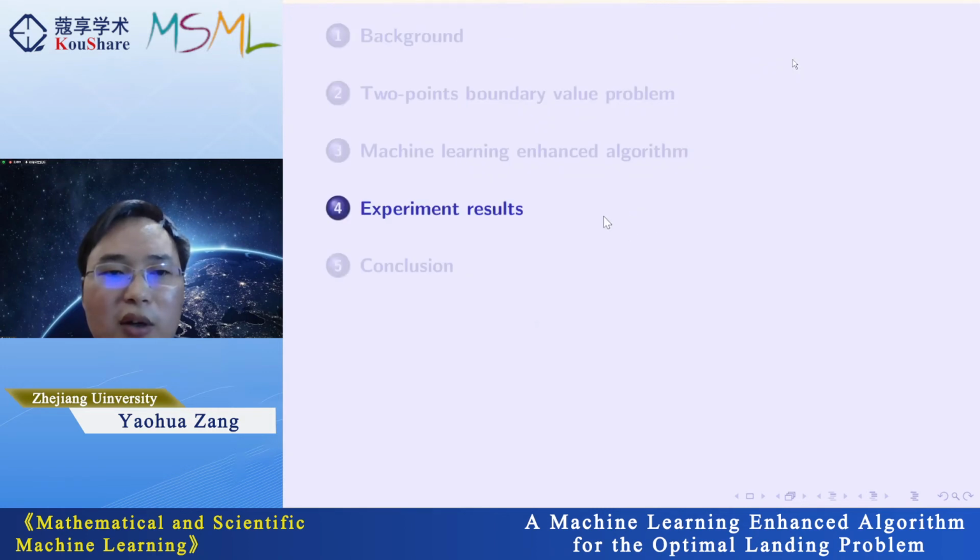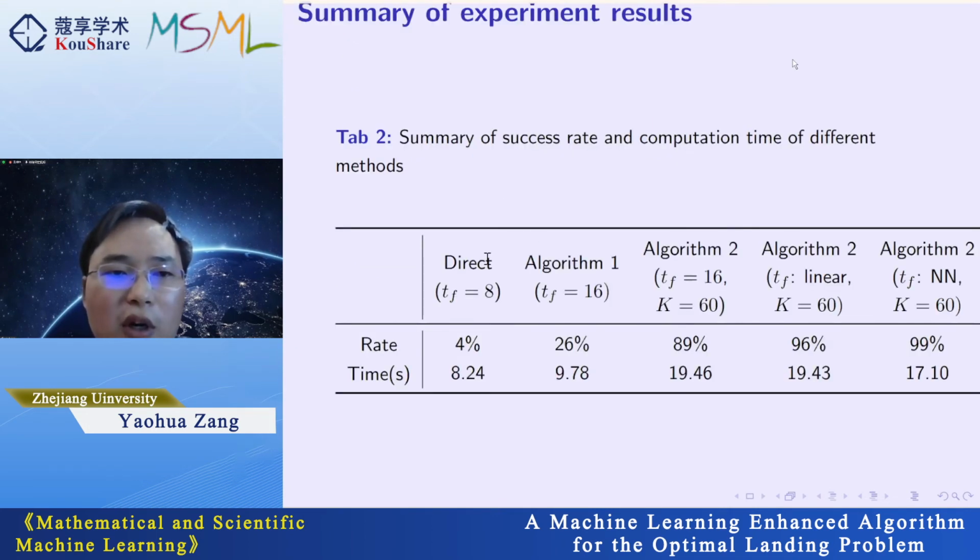We then are going to show some experiment results. First, table 2 is a summary of the success rate and the computation time of different methods. In this table, the first line is the different setup of different methods, the second line is the success rate for different methods, and the third line is the computation time obtained by different methods.